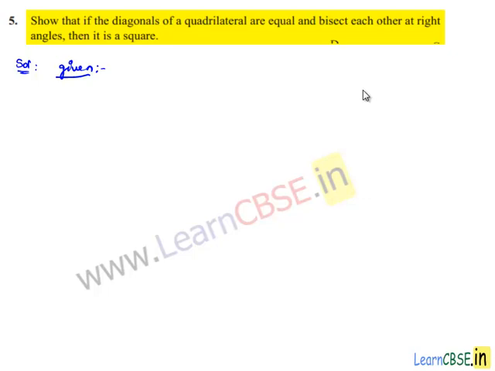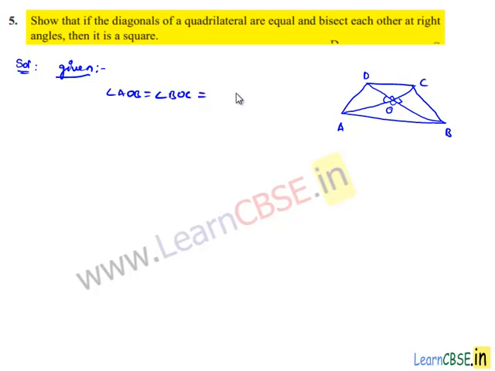He has given that the diagonals of a quadrilateral are equal and bisect each other at right angles. So let us consider a quadrilateral ABCD in which the diagonals BD and AC intersect at O, and he says that they bisect each other perpendicularly. So all these angles will be 90 degrees. So we can say angle AOB is equal to angle BOC is equal to angle COD is equal to angle DOA is equal to 90 degrees.